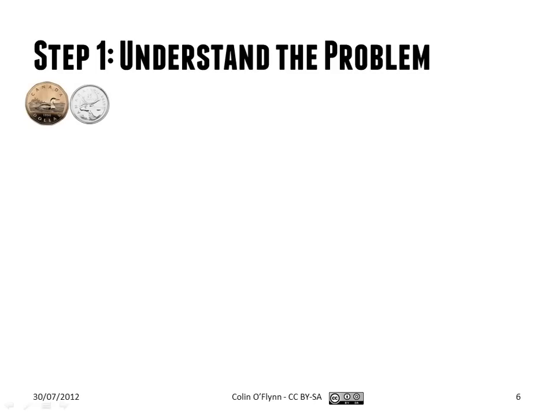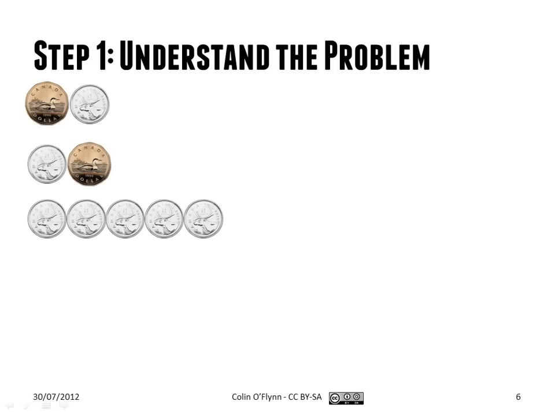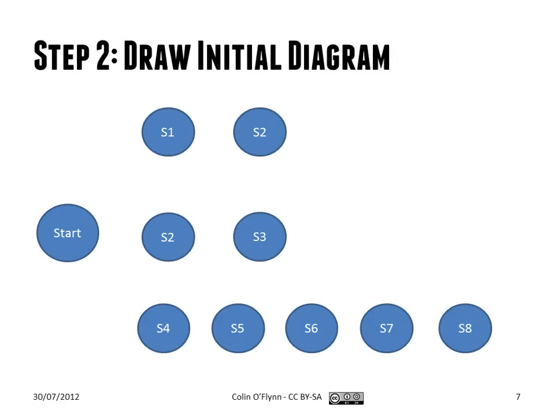When you're doing this, there's a few options for how you can make $1.25. You put a loonie and a quarter. You put a quarter first, then a loonie. You put five quarters in a row. And you could put two loonies. This thing doesn't give you change, so it'll accept that, but just give you the same stuff. So step two is basically brainstorming to draw what might be an initial diagram.